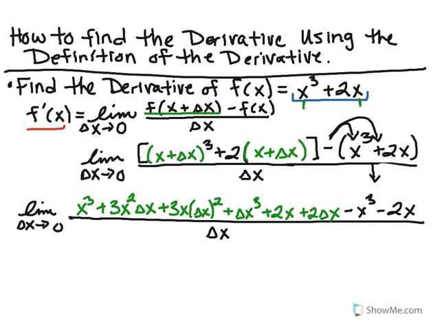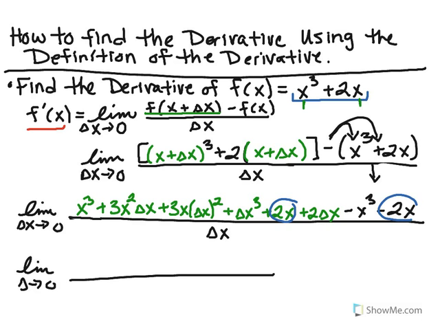Okay, so where do I go from here? Now it's just a matter of simplifying. So I'm going to rewrite my limit notation, and you have to keep that with you at all times. And let's see if there's anything that we can cancel or reduce up here. Now I do see that there's a positive 2x and a negative 2x, so those are going to cancel each other out. I also know that I have an x cubed and a negative x cubed, so those are going to cancel each other out as well.